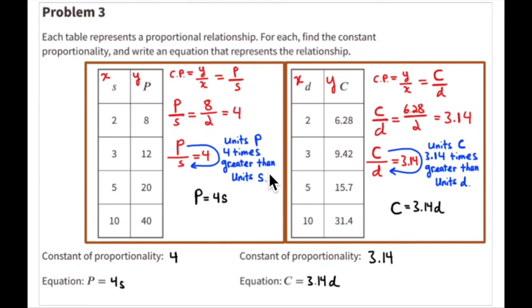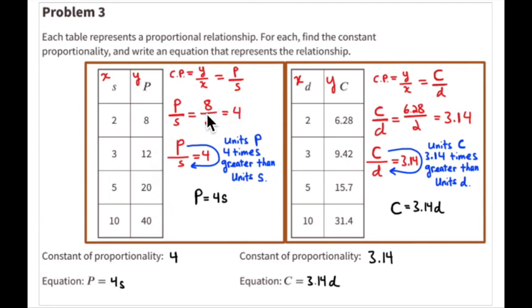Okay, problem number 3. It says, find the constant of proportionality and write an equation for each of these. So this is the y column. This is the x column. So nothing changes. The constant of proportionality is y over x, which in this case is going to be this capital P over s. So P, and this is perimeter, and this is the side length of a square, is what they're showing you. So P over s is equal to 8 divided by 2. You can use any of these to figure that out. They're all going to equal 4.